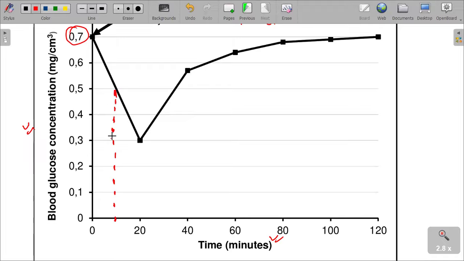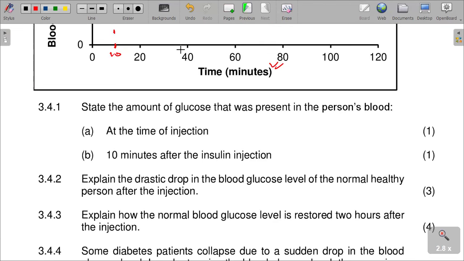So I can say that at 10 minutes, this is 10 minutes, the reading can be what? 0.5 milligrams per cubic centimeter is what is shown there. I'm saying you just mark the 10 minutes and check across the graph. Then you can see that it is 0.5. And then we have got 0.7.